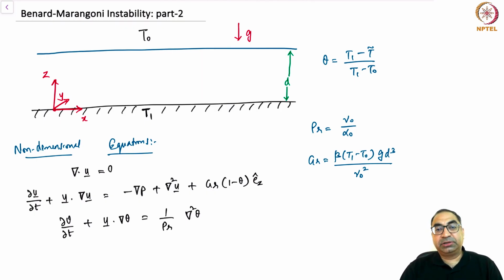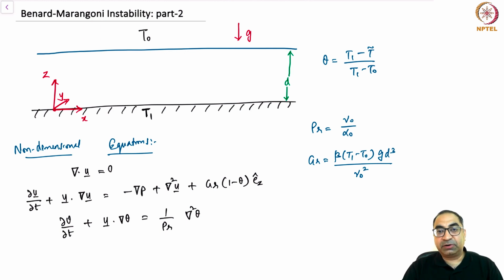Let us continue the discussion on the Benard-Marangoni instability in this lecture. In the previous lecture, starting from the governing equations, we derived the non-dimensional form of the Boussinesq equations. These are on your screen.